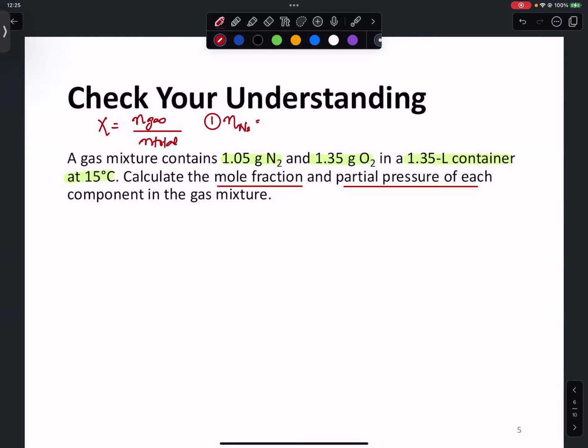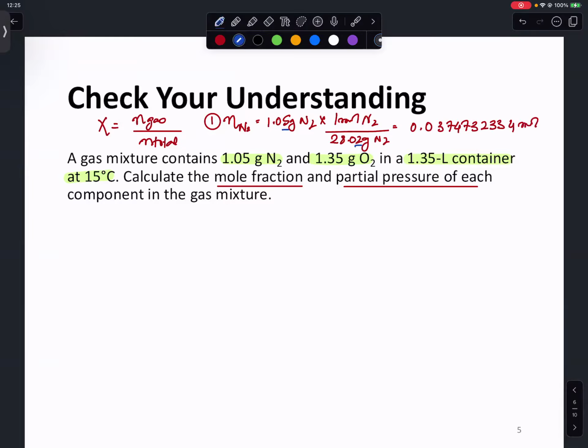Let's start with nitrogen. The number of moles of nitrogen is going to be the mass of nitrogen divided by its molar mass, so 1 mole of N2 per 28.02 grams of nitrogen. You can get this from the periodic table. And we have here 0.03747323334 moles. Let's track our sig figs. We have 3 sig figs and 4 sig figs, so 3 sig figs.